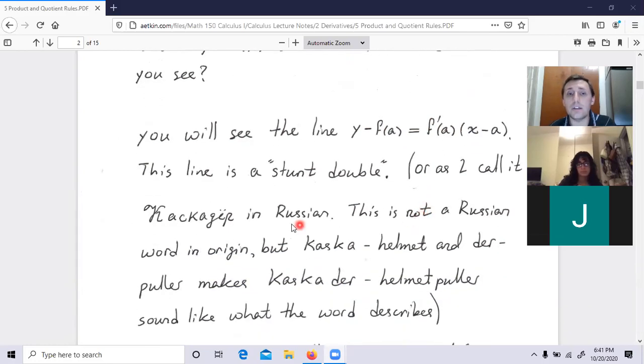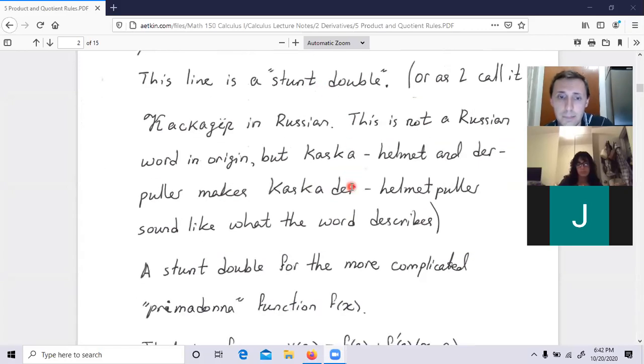So the word in Russian for stunt double is cascadeur, which, by the way, is also the French word and the German word. I used to imagine it's a Russian word because kaska is a helmet and дергать is to pull. So it sounded to me like, well, stunt double, you pull on a helmet, right? Sounds like what it's supposed to describe.